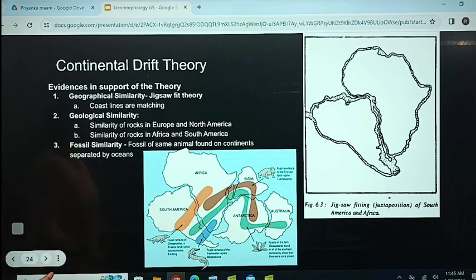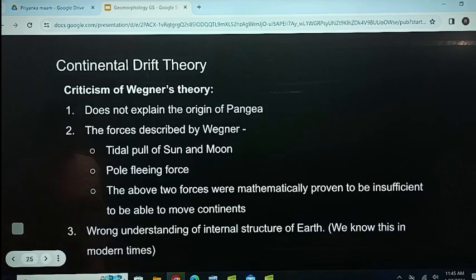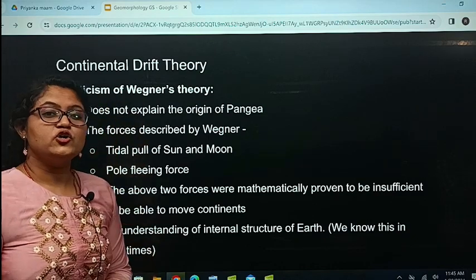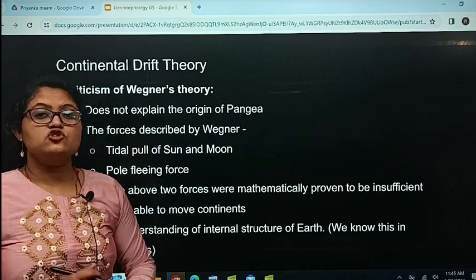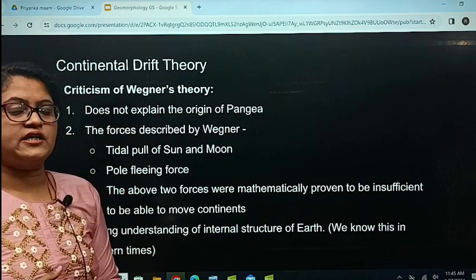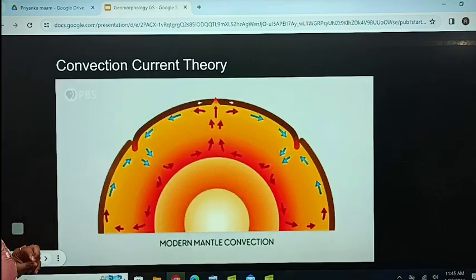We saw different evidences. However, there were some criticisms: Alfred Wegener could not explain why the continents moved. So the topic for today is plate tectonics. That is the more refined theory, and that's what we will see.